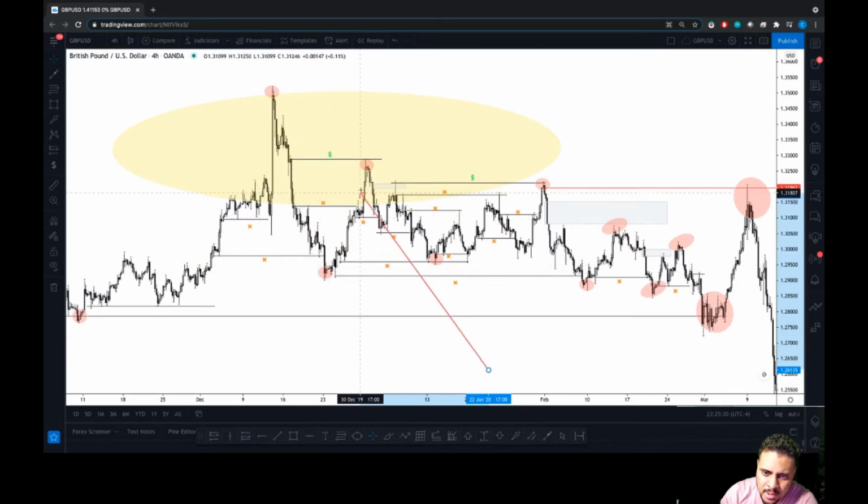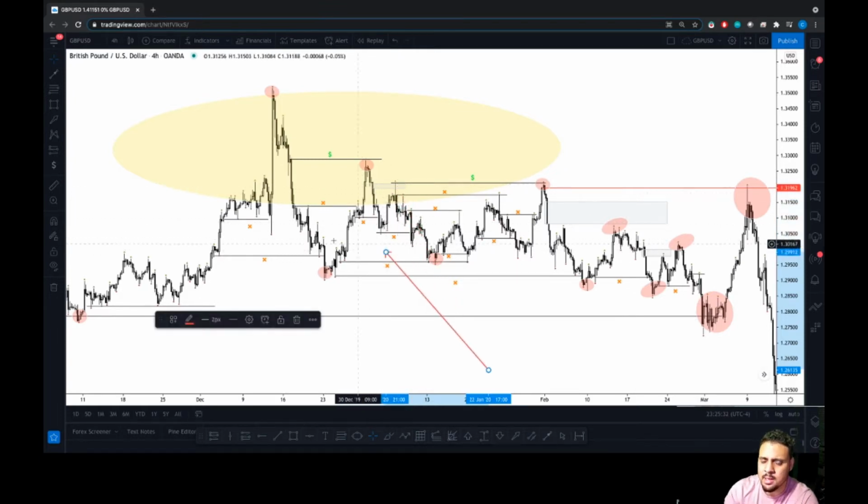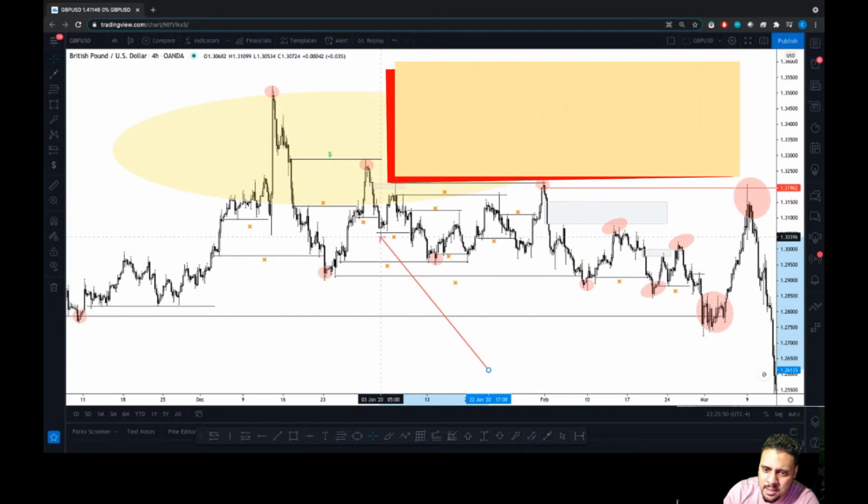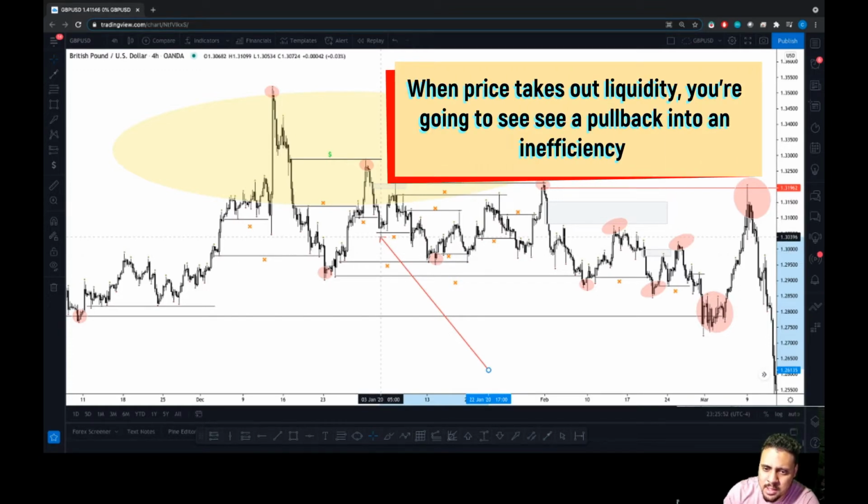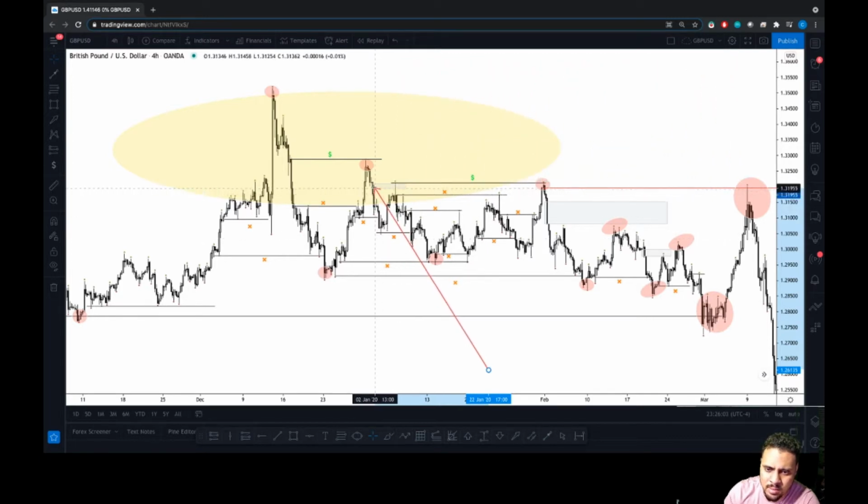Now price comes up here, fails to make a high, gets rejected at this bearish order block, and then trades lower. This swing here takes internal liquidity out. From this swing here, we pull up here. Now here's the sauce, guys, and I'm going to put this up on the screen. When price takes out liquidity, you're going to see a pullback into an inefficiency. That inefficiency is another type of liquidity. It's called an ICT fair value gap, and that is right here between this wick and that wick.